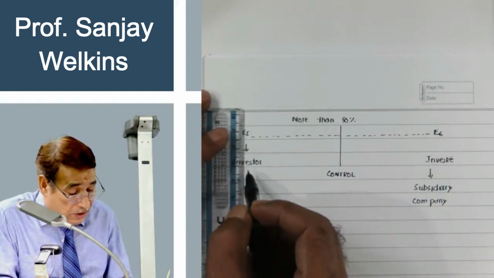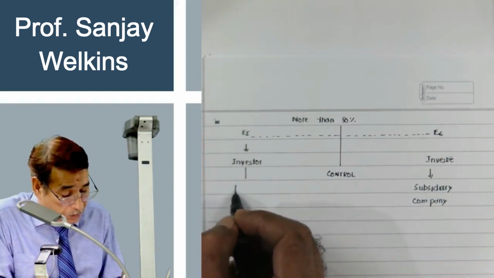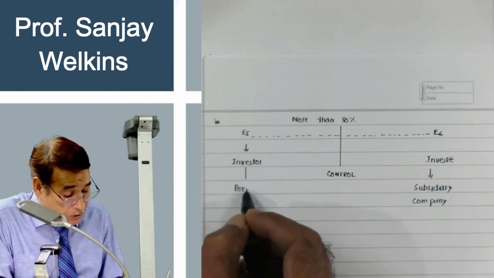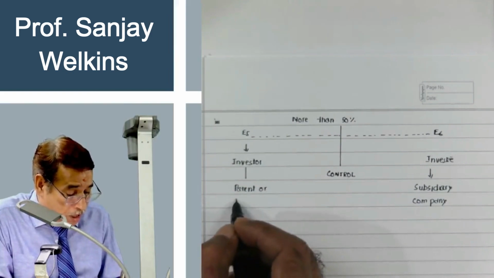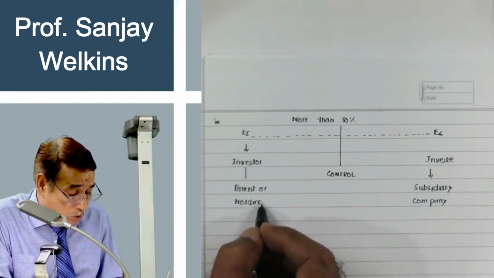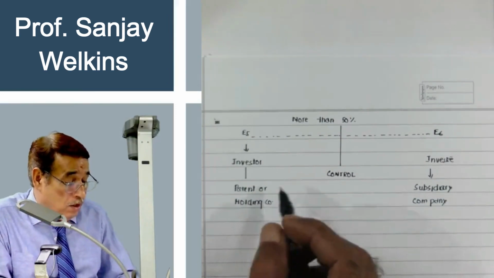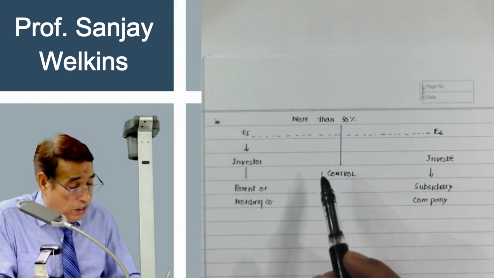Now in this case, the investor will also be called the parent company or holding company. However, under Ind AS, we will use only the term parent. Correct? So this time we acquired more than 50% share of this particular company. Control has come to us.